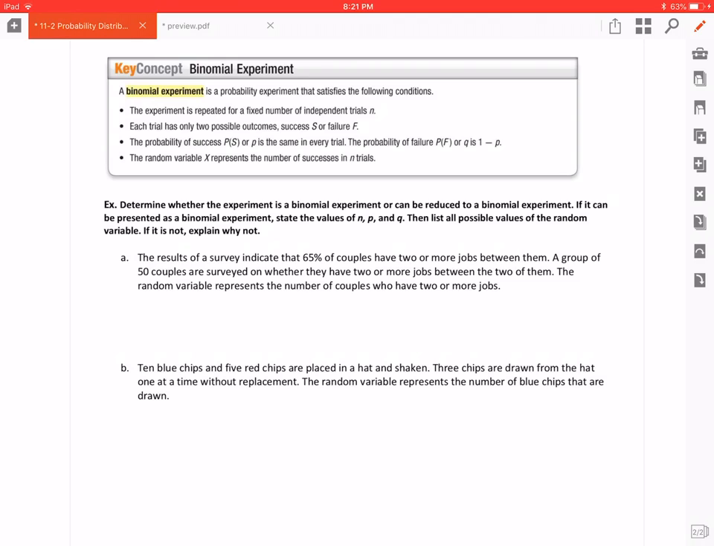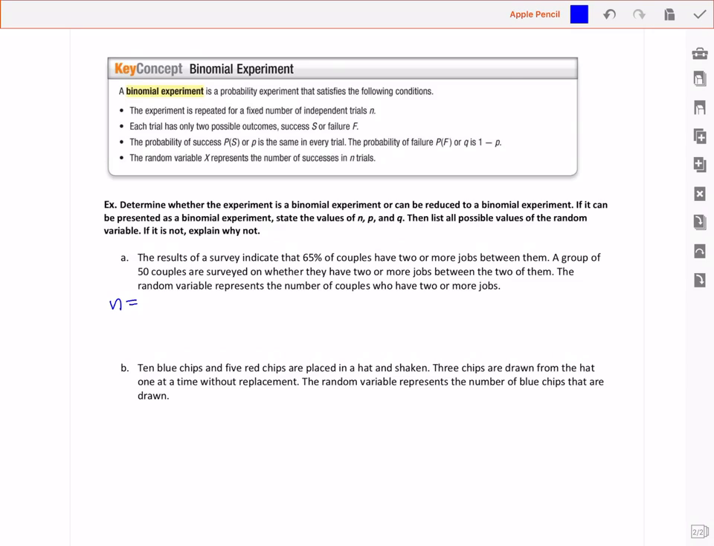So let's see, we've got a fixed number of trials because they surveyed 50 people. We have two outcomes. Either they have two or more jobs between them or they don't. So P and Q, we've got those. The probability of success is the same. So 65% is the probability of success. It doesn't change from one couple to the next. It's a 65% probability of success, which means we've got a probability of failure of 35.